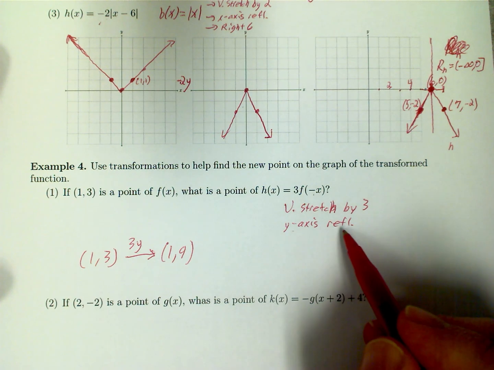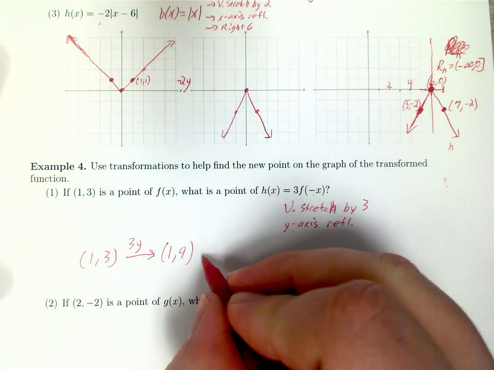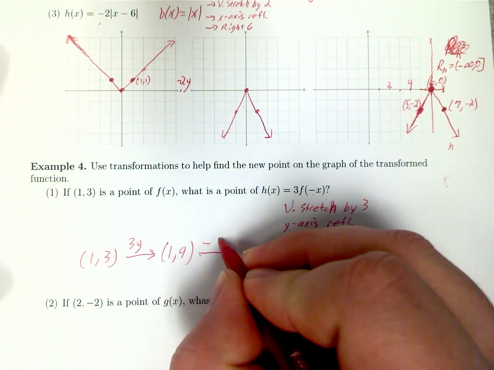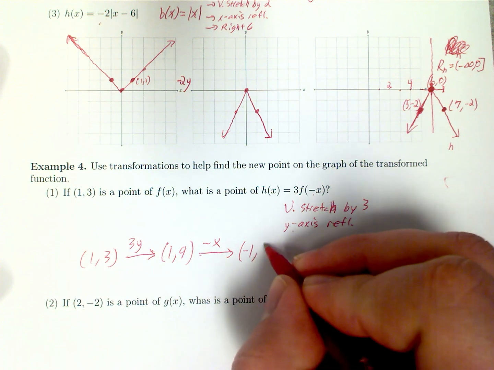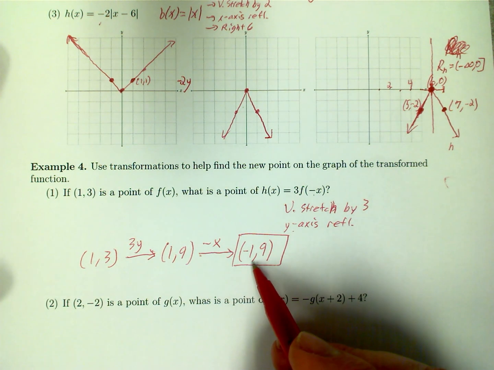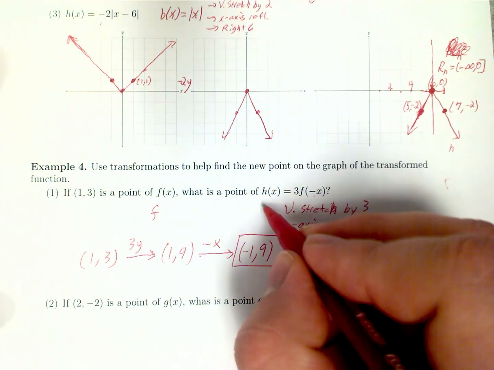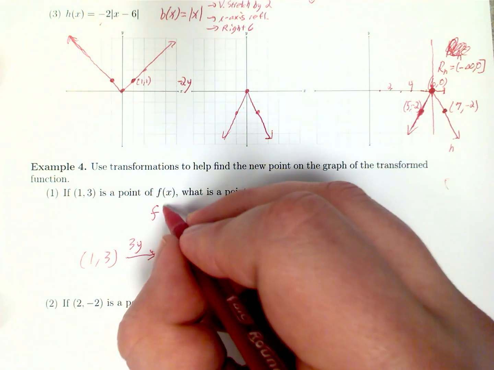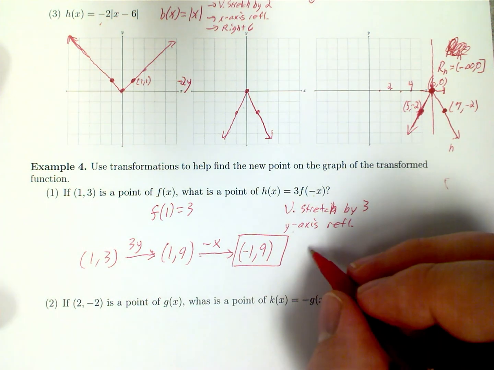And then the y-axis reflection, again, that affects left and right. So that affects the x. So we negate x. And we get negative 1, 9 as our answer. And then if you don't believe this, you can check your work. Does this make sense? What does 1, 3 being a point on f mean? It means if you plug in 1, you get out 3. Right? So let's see if this happens.